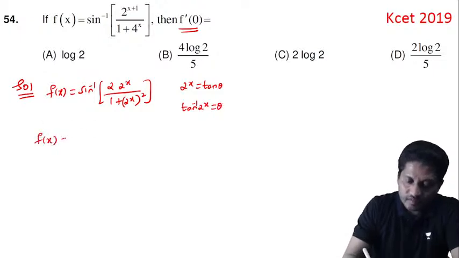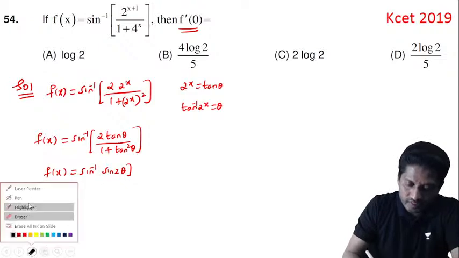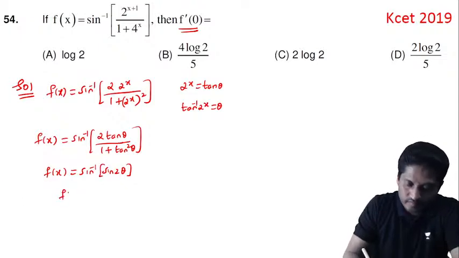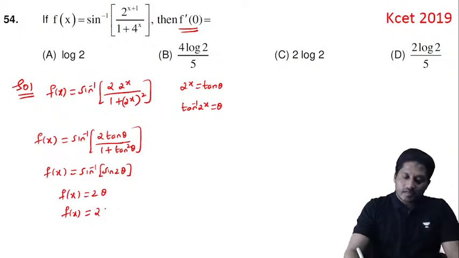F of x is equal to sine inverse of 2 tan theta divided by 1 plus tan square theta. Now 2 tan theta by 1 plus tan square theta is sine 2 theta, right? Now sine inverse of sine 2 theta will be 2 theta. Now substitute the value of theta. F of x is equal to 2 times tan inverse of 2 power x.